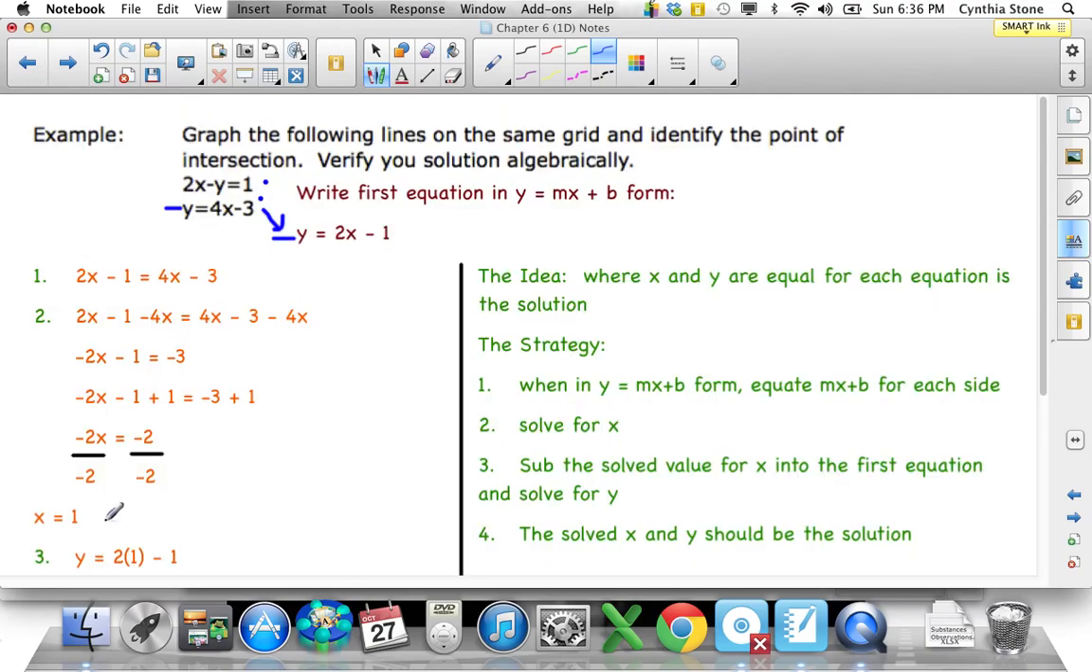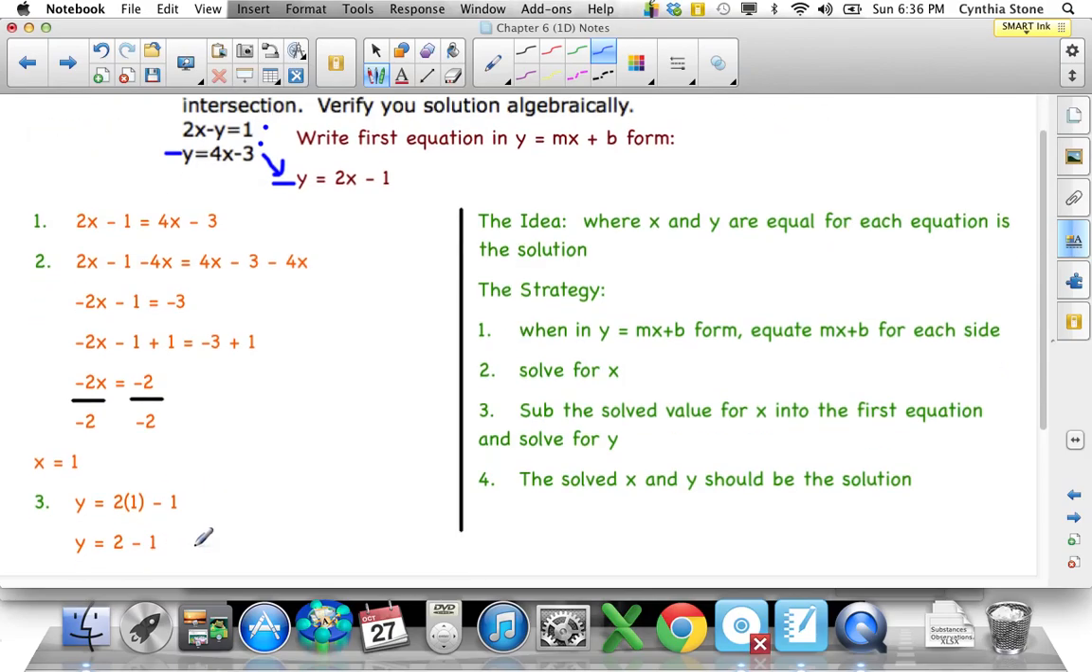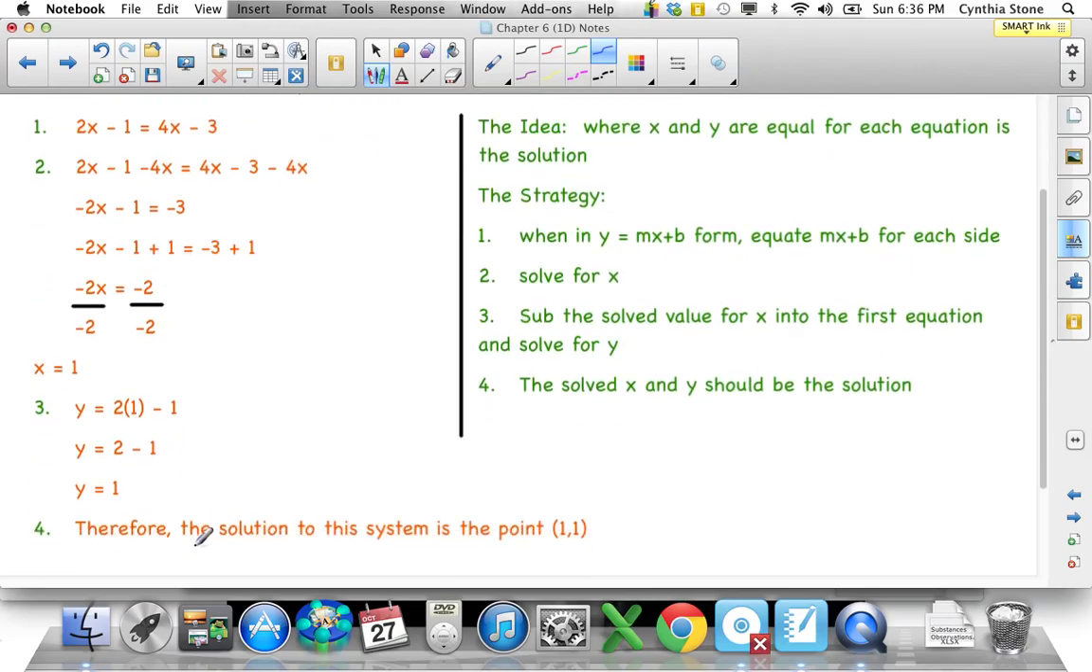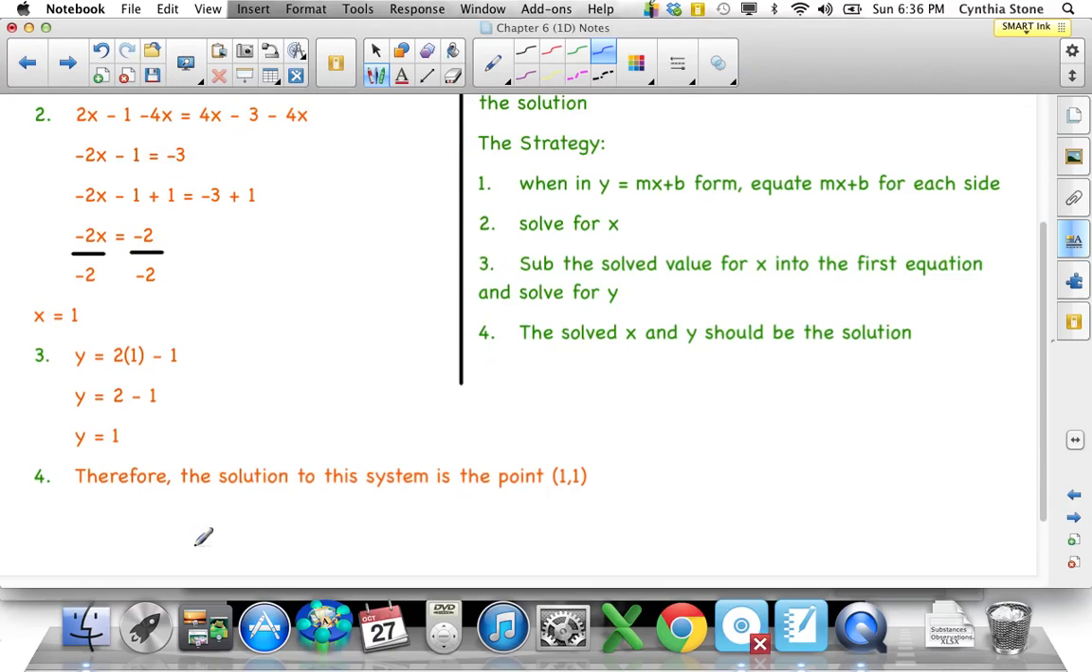Now, how I find the y-coordinate of the solution: this is where I am here. So I know x now, x equals 1, and I'm going to sub the solved value into one of the equations. It doesn't matter which. So I'm going to sub it into this one. So I say y equals 2, and instead of x, I'm going to write 1 minus 1, which is 2 minus 1, which is just 1. So therefore my solution is that point, (1, 1). So I saw it on the graph and I verified it algebraically.